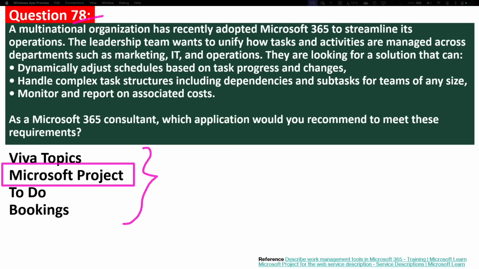Think of Microsoft Project as a digital planner for big or complex projects. It helps you break down a project into smaller tasks, assign those tasks to team members, set start and end dates, and track how everything is progressing over time. It's like having a smart to do list that also shows you how all pieces of the project fit together.